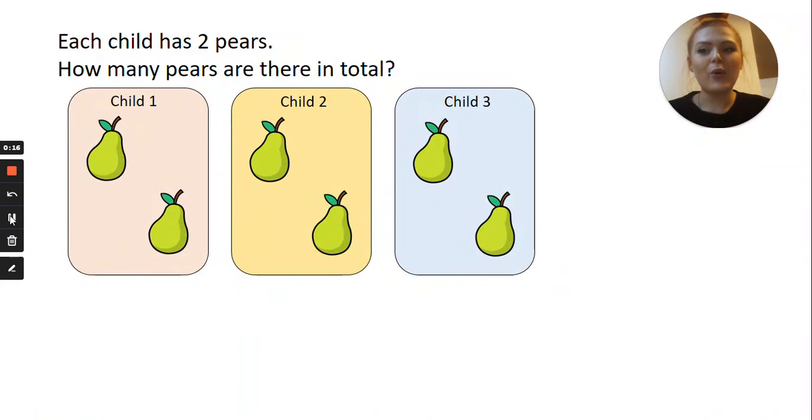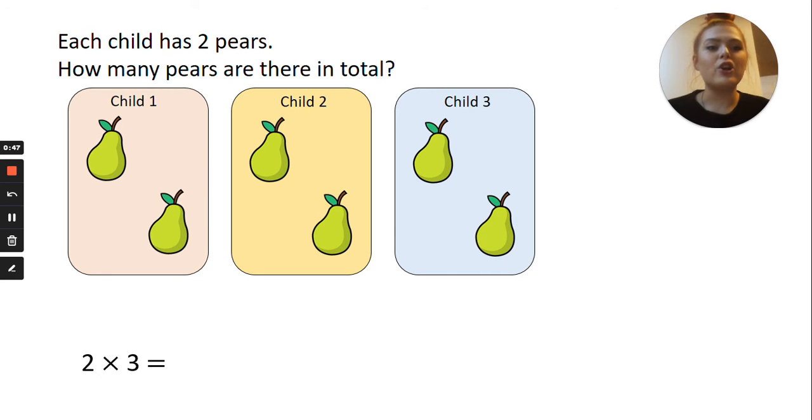Our first question looks like this. Each child has two pairs. How many pairs are there in total? So each child has two, and we have 1, 2, 3 children. So we know that we could write this as a multiplication. 2 times 3. 2 pairs times by 3 children. That will find the total number of pairs that we have.